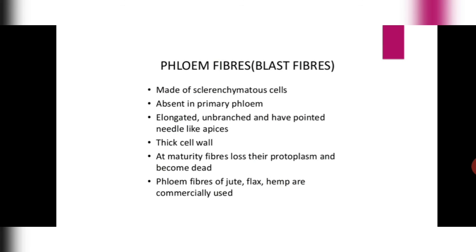Phloem fibers, or also known as the bast fibers, are made up of sclerenchymatous or dead tissue. They are absent in primary phloem because primary phloem is dividing and growing, so there is no dead tissue in it. The cells are elongated, unbranched, and they have pointed needle-like pieces. They have thick cell wall, and at maturity fibers lose their protoplasm and become dead. Phloem fibers of jute, flax, hemp are commercially used.